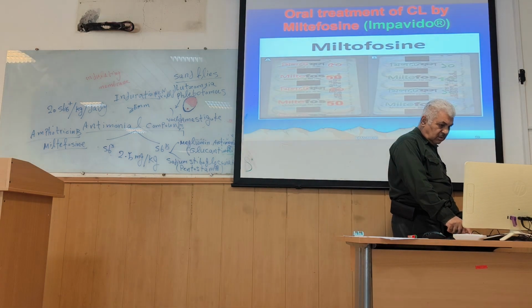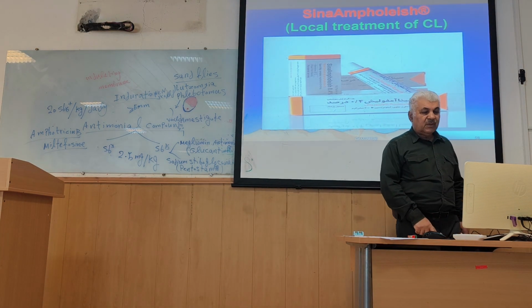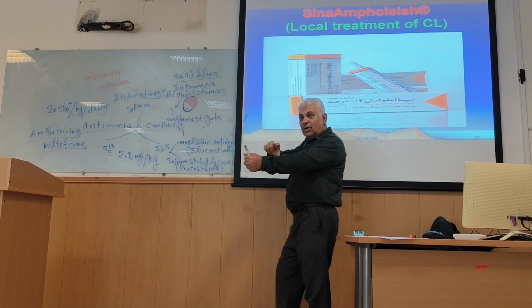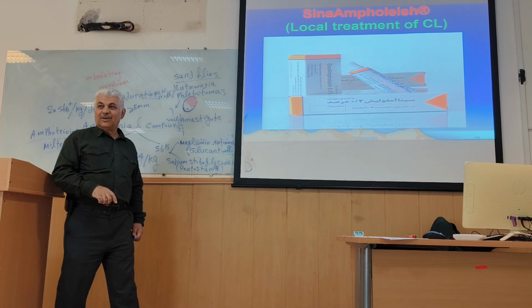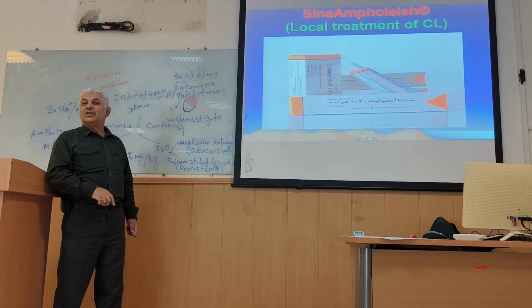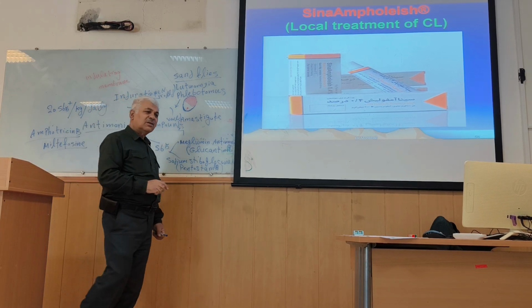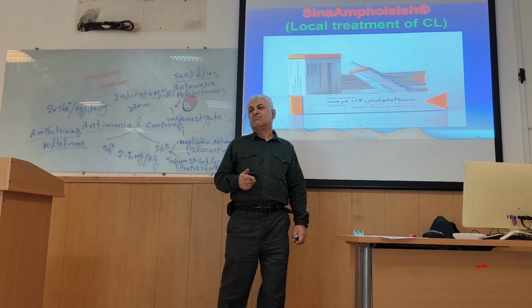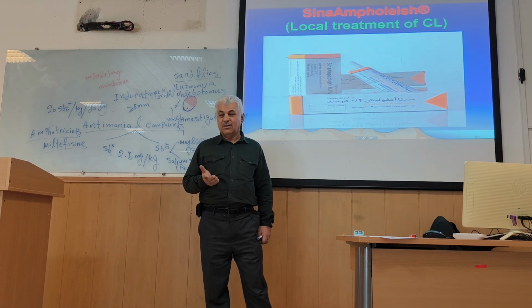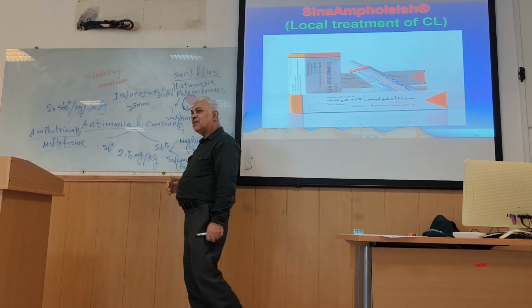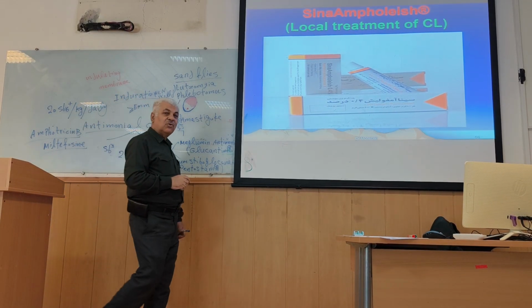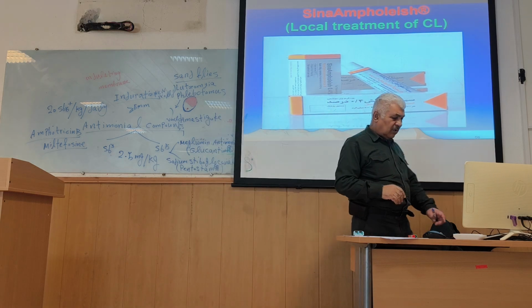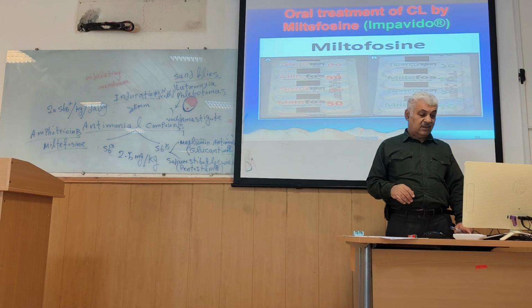And in Iran, a local gel or topical form is produced. The name is Enfoliage. We can use Enfoliage, but the cure rate of this form is about 60%. Not a high percent. We can use it in a small lesion, used for at least 2 weeks.